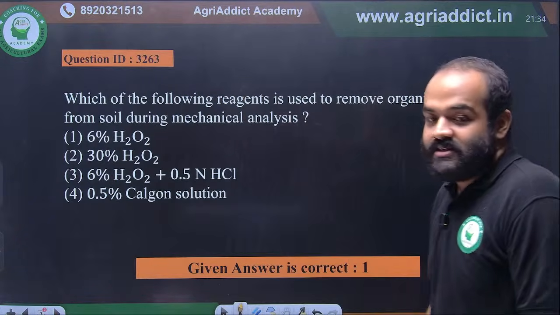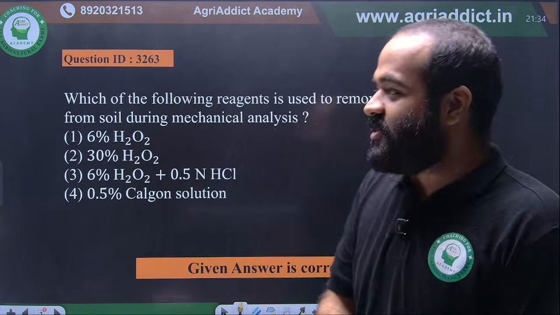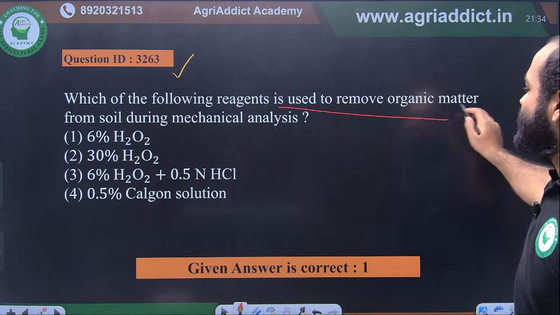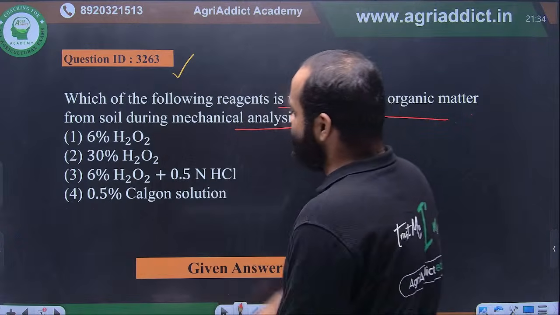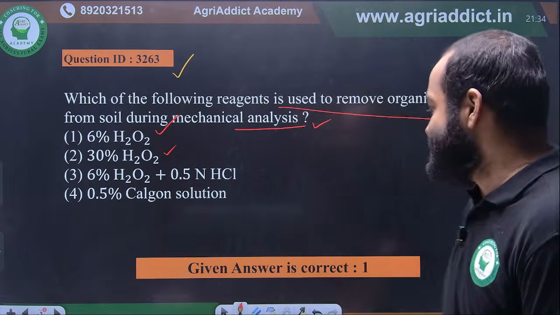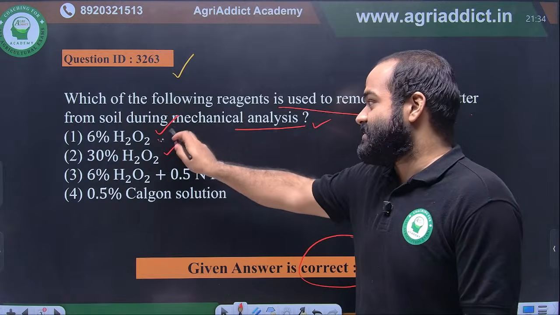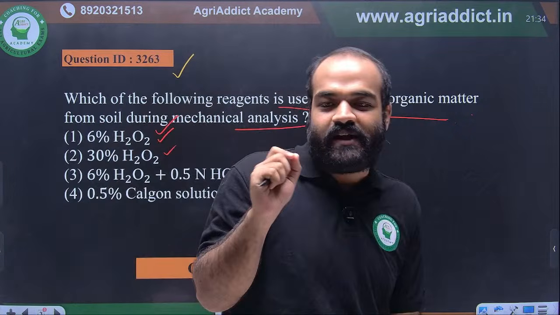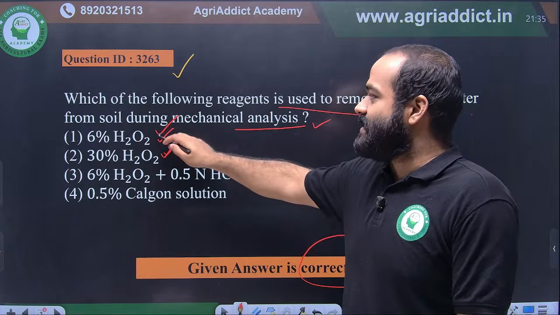So moving on. We will discuss some questions which are questionable, which we think may be correct or may be wrong. According to the feedback of the students, this question 3263 has been marked by some students: which of the following reagents is used to remove organic matter from soil during mechanical analysis. The answer given by NTA is 6% H2O2. Many of our students are telling that it should be 30% H2O2, but the given answer is correct in a way, because if you are doing mechanical analysis using the hydrometer method, then 6% H2O2 is the answer. 30% H2O2 is used for clay separation. When you are doing clay separation, you have to separate each and every single clay particle. The reagent we use to remove organic matter there should be 30%. But in case of mechanical analysis, we think 6% is correct.